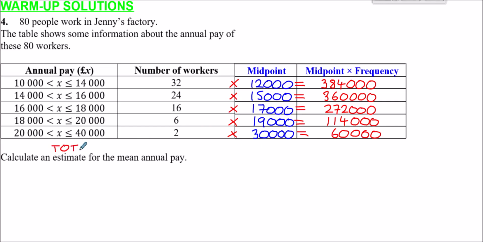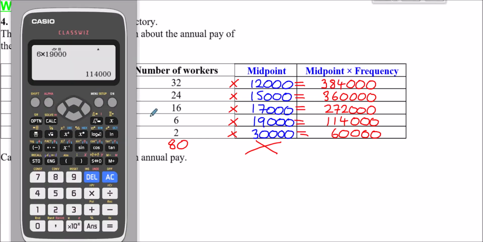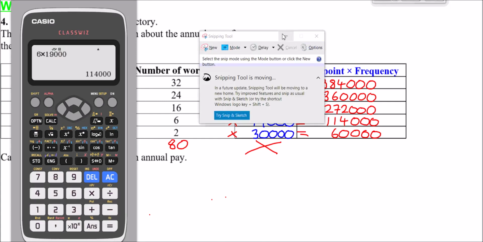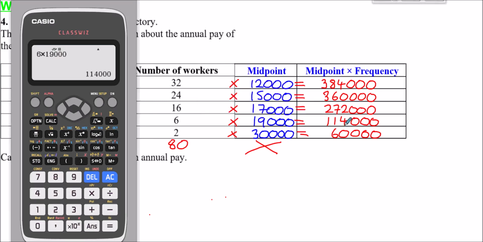Now again, do totals. So again, we're told that 80 people work in her factory. So this here, total number is going to be 80. And the total of all these values here, we add up the total of the midpoint and frequencies. You don't do the total midpoints, because that's going to give us meaningless information. So we just total up these values here. So we've got 114,000. So then we can add 60,000 to that. So 114,000, then plus 60,000.